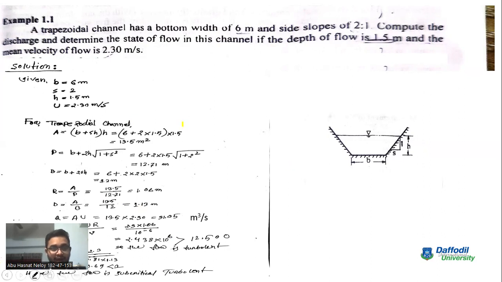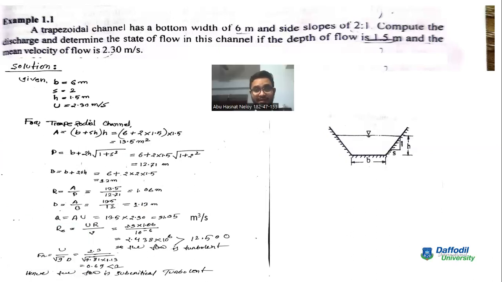So now I'm going to solve this problem. First of all, I want to note what the given data are. The given data are, first of all, the channel bottom width B = 6 meter, side slope given 2:1 so S = 2, depth of flow is 1.5 meter, and mean velocity is 2.3 meter per second.